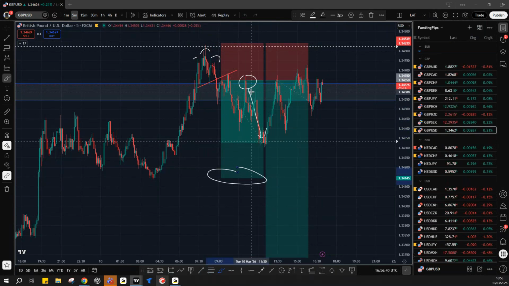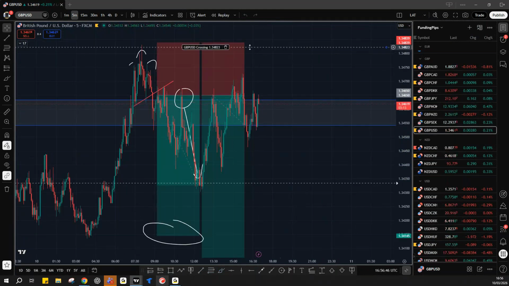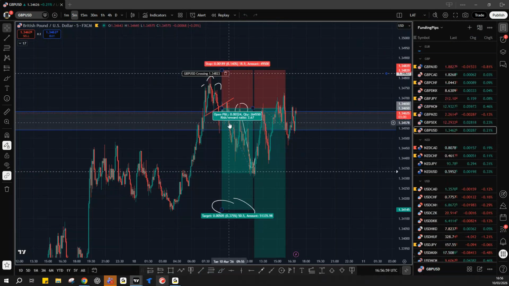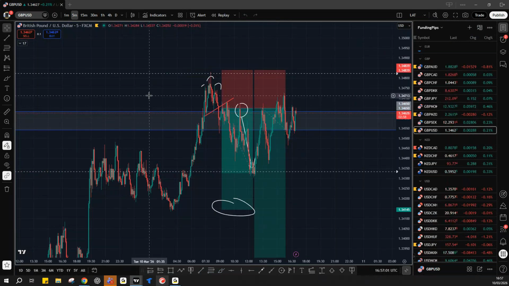So, a bit annoying. I do still quite like the setup, so I have got some alerts at the top of this move and the bottom of this move. If it starts to break out, I might be looking for another entry, but I'm just going to see how this goes. Everything's a little bit choppy, a little bit hectic at the moment, so quick in and outs. I'm happy to take those for now.